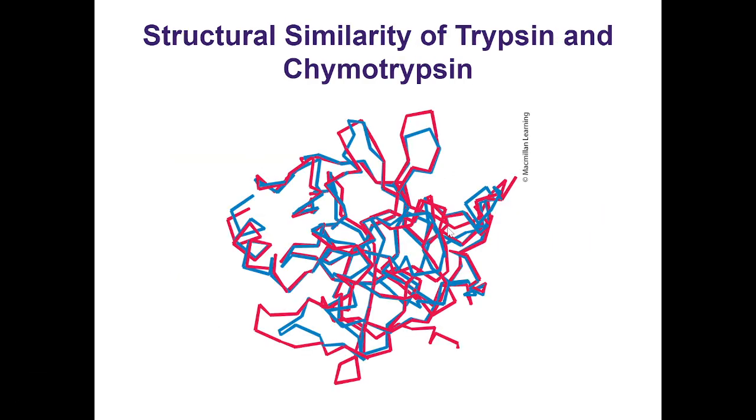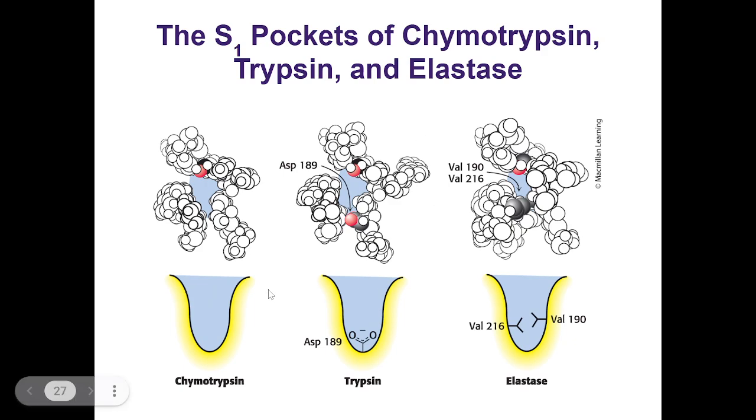This right here is the structural similarity of trypsin and chymotrypsin. And as you can see, the red and blue are trypsin and chymotrypsin. And there is very little difference in these, isn't there? What's the difference? The big difference is the S1 site, right? And so if you look at this right here, chymotrypsin has a deeper S1 site that's hydrophobic. Trypsin then has, see how it has a negatively charged group in there? What do you expect this to bind to? Something positively charged, right? Yeah.